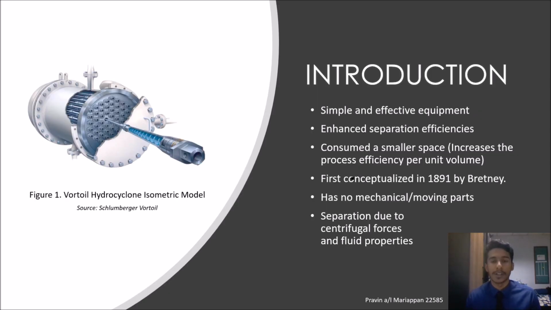Now let's take a closer look at the hydrocyclone. The hydrocyclone is a simple and effective equipment that has enhanced separation efficiencies when compared to conventional separators. It consumes a smaller space, thus increasing the process efficiency per unit volume. This device was first designed in 1891 by Bradney. An important aspect of this equipment is that it has no mechanical or moving parts because it works on the principle of centrifugal forces and the difference between density and viscosity of the fluids involved.